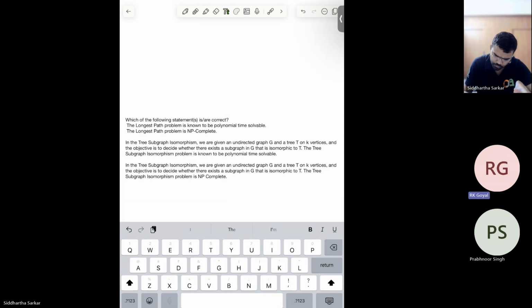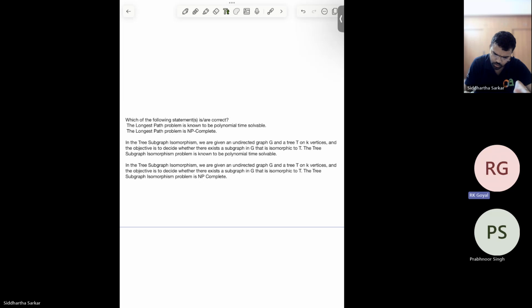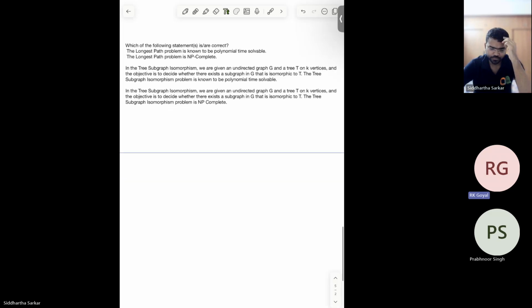With your hint, I can remember one more thing, that probably the Hamiltonian circuit problem can be reduced to this longest path problem, but I don't exactly understand how those two problems are related.